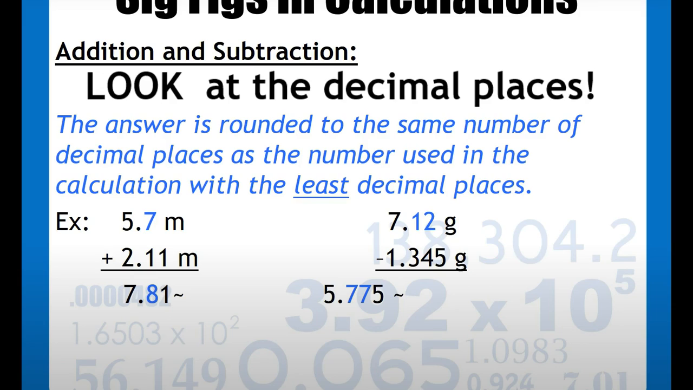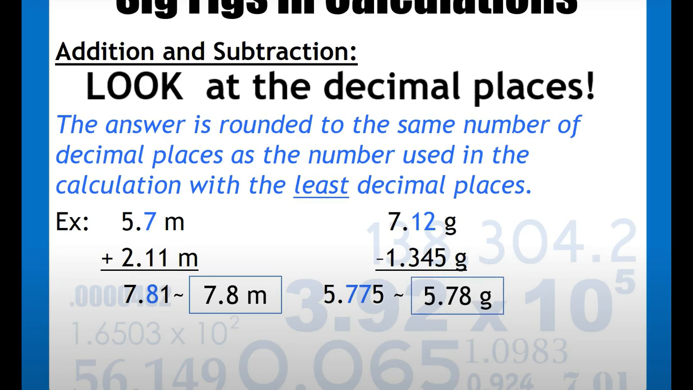In the second example, I highlighted in blue the 1 and the 2. There are 2 decimal places to the right versus the other number, which has 3. Therefore, your answer should only have 2. Let's talk about rounding. Typically, the rule is if the number to the right is 5 or above, then you round up. If it's anything other than that, then you chop it off and you don't have to do anything with it. So that's why the answer on the left is going to end up being 7.8 meters. The answer on the right, however, you will have to round that 7 up to an 8. So that's why your answer will be 5.78 grams.